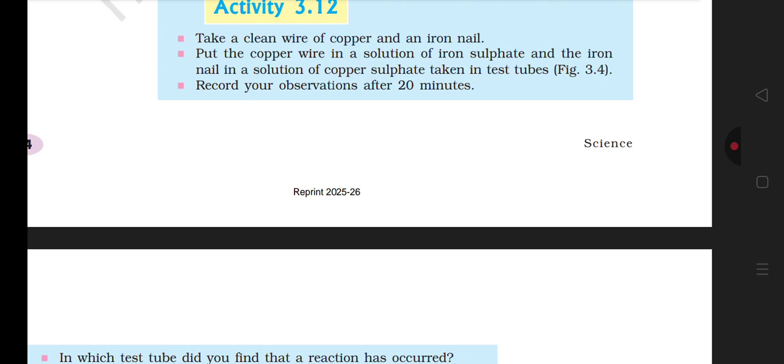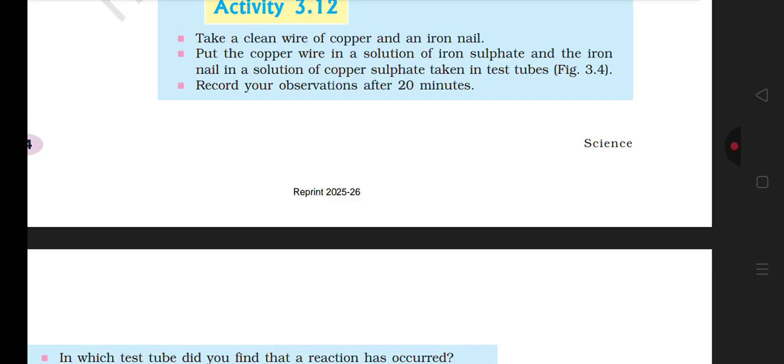So in which test tube do you find that the reaction has occurred? Obviously, bachche, when we are taking copper wire in the solution of iron sulfate, definitely the reaction will not take place because the reactivity of copper is less than iron, so the displacement reaction will not take place.